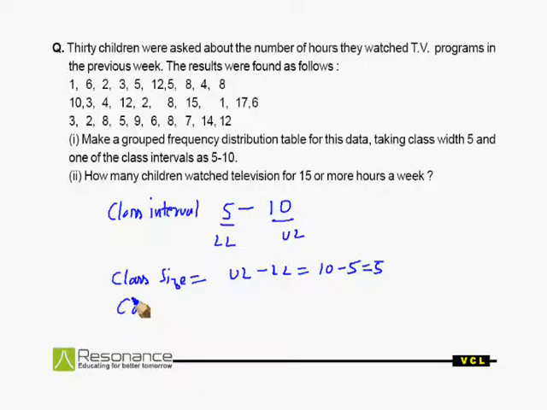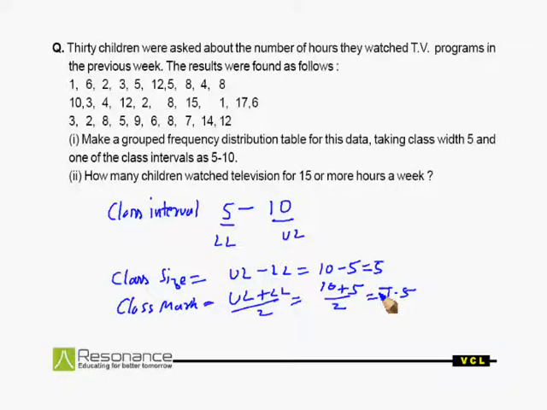Now the class mark. Class mark is defined as upper limit plus lower limit divided by 2. That is 10 plus 5 divided by 2. That is 7.5 is our class mark. This is the lower limit, this is the upper limit, and the class size is upper limit minus lower limit, that is 5, and the class mark is defined as upper limit plus lower limit divided by 2, that is 10 plus 5 is 15, divided by 2, that is 7.5.